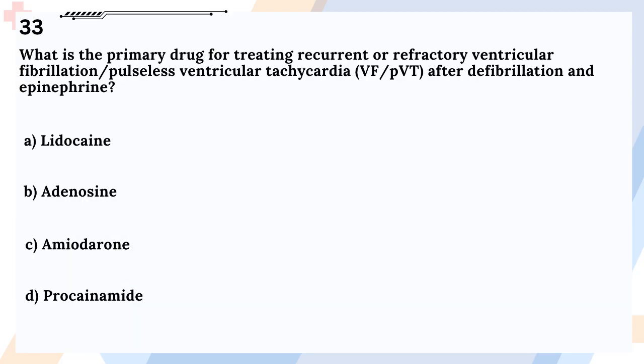Question 33. What is the primary drug for treating recurrent or refractory ventricular fibrillation/pulseless ventricular tachycardia, VF/pVT, after defibrillation and epinephrine? A. Lidocaine. B. Adenosine. C. Amiodarone. D. Procainamide.